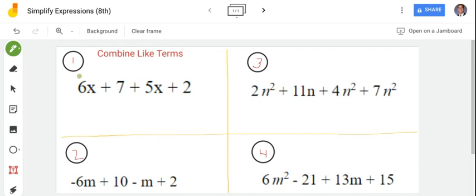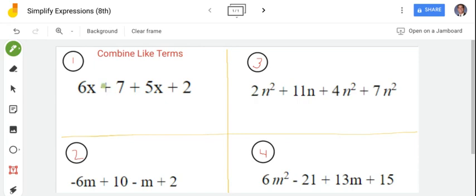And so look here, number one, we have 6x plus 7 plus 5x plus 2. I'm looking for terms that are like. Well, my highest exponent I see is 1. How do I know that? Well, look at this term 6x. 6, of course, is the coefficient. It's the number in front of the variable, the number being multiplied by the variable. X is the variable, the unknown number, and the exponent is 1.